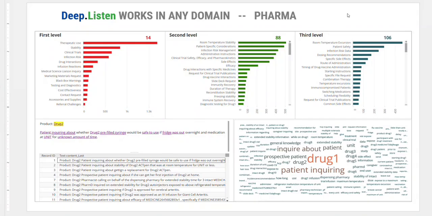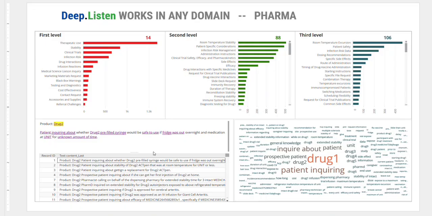Thank you, Sam. My closing points are the following. So first, this Deep.Listen engine is totally universal. So we demonstrated it on a retail example just because we wanted to use some public domain data, but it can equally well work in other domains. It works like magic. You just load the data.